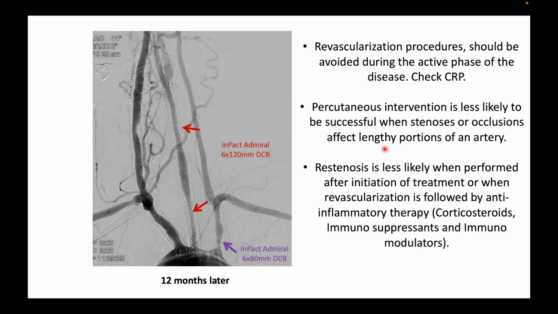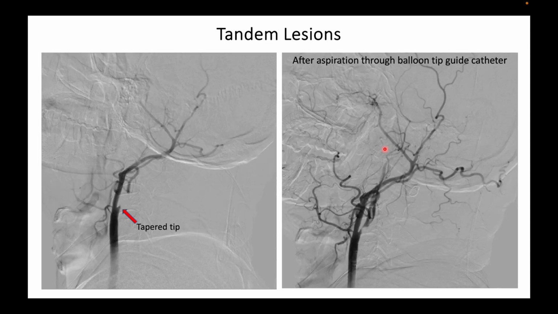Now, this is a case of a tandem lesion. What's a tandem lesion? Where you have a stroke with cerebral and carotid involvement. So you can see here, that's the first picture. It's a tapered tip, a pencil-like tapered tip. So we know that this could be an occlusion here. And after aspiration, this is what came out. So it's basically atherosclerotic disease here.